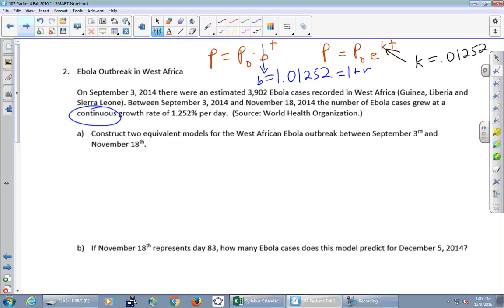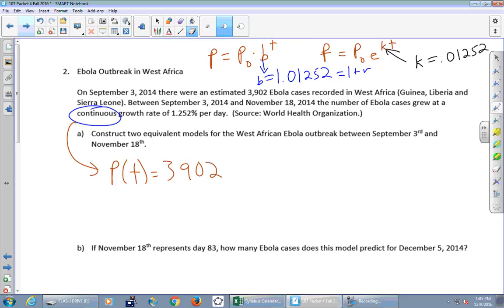And we talked about this a little bit when we defined the exponential growth functions. The word continuous means you are using the E formula. So we've got to grab that second formula. So here it is. P of T equals P0, how much is it in this example? 3,902. It's always the initial amount. I'm copying the second formula. We'll highlight it in yellow here.